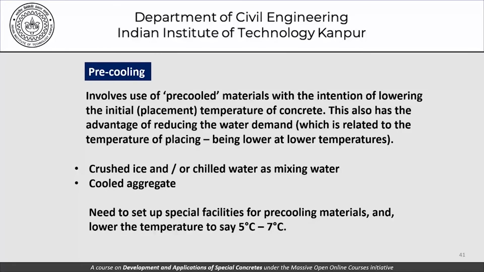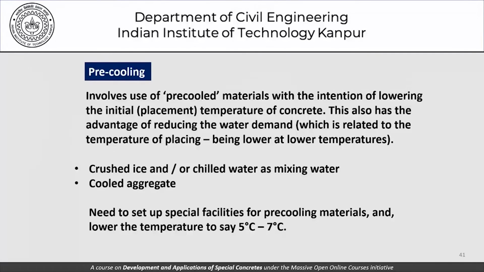As far as pre-cooling is concerned, it involves obviously the use of pre-cooled materials with the intention of lowering the initial placement temperature of concrete. This also has the advantage of reducing the water demand, which is related to the temperature of placing being lower at lower temperatures. So we could use crushed ice or chilled water as mixing water. We could cool the aggregates or take any other such step. Of course, we need to set up special facilities for pre-cooling these materials.